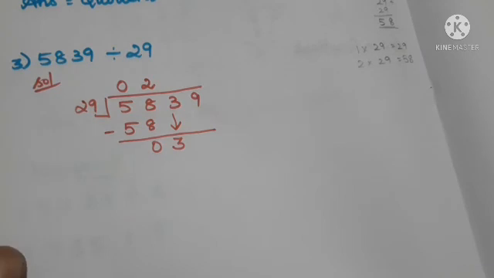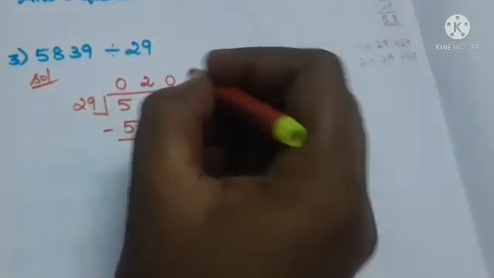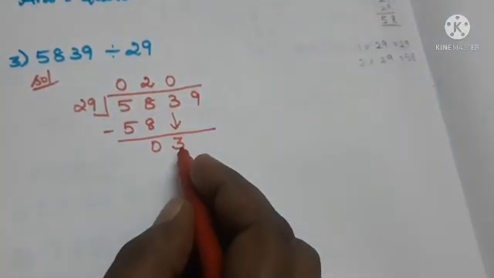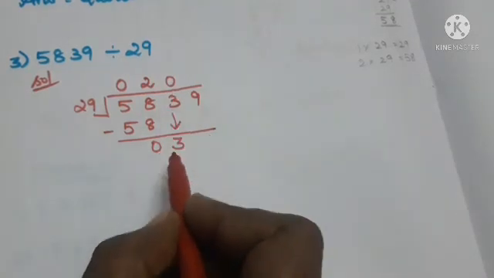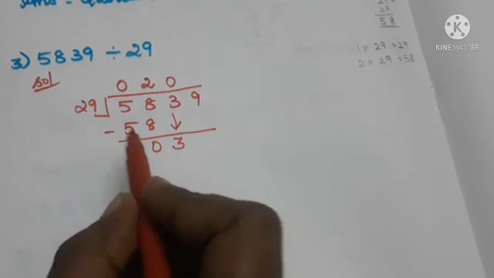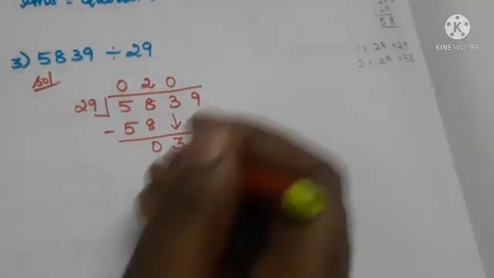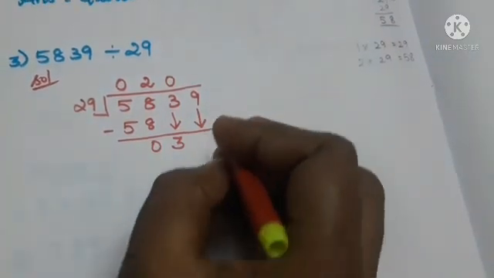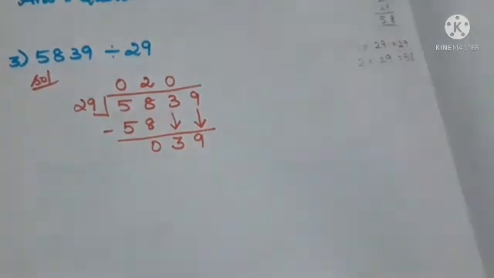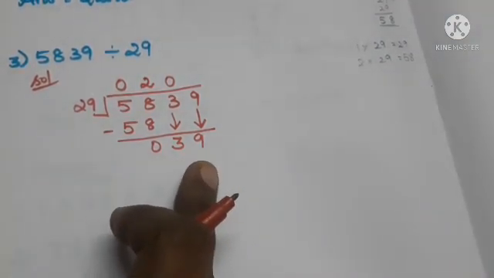If it is not possible to do the division, we have to place a 0 in the quotient. So 3 belongs to the tens place value. At the tens place value of the quotient we write 0 because 3 is less than 29. That's why we write the 0 there. Next we bring down the ones place value, which is 9. So if you bring 9 here, we get 39. Okay, we have 39 now.